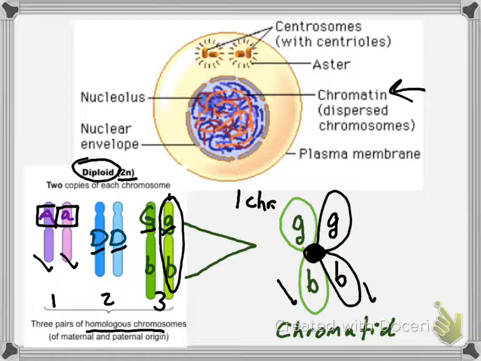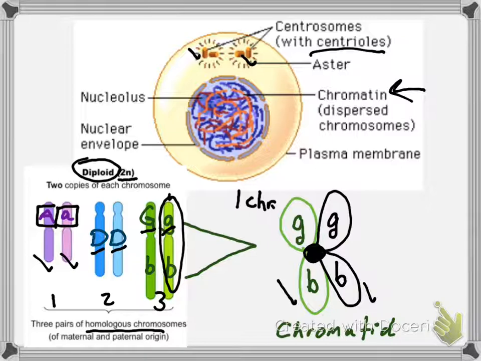It's just now replicated, so it's held together by a centromere, and each one of these arms is called a sister chromatid. Something else that happens during S phase is the centrioles. Those are these organelles. They are going to be duplicated, and they always come in these pairs.